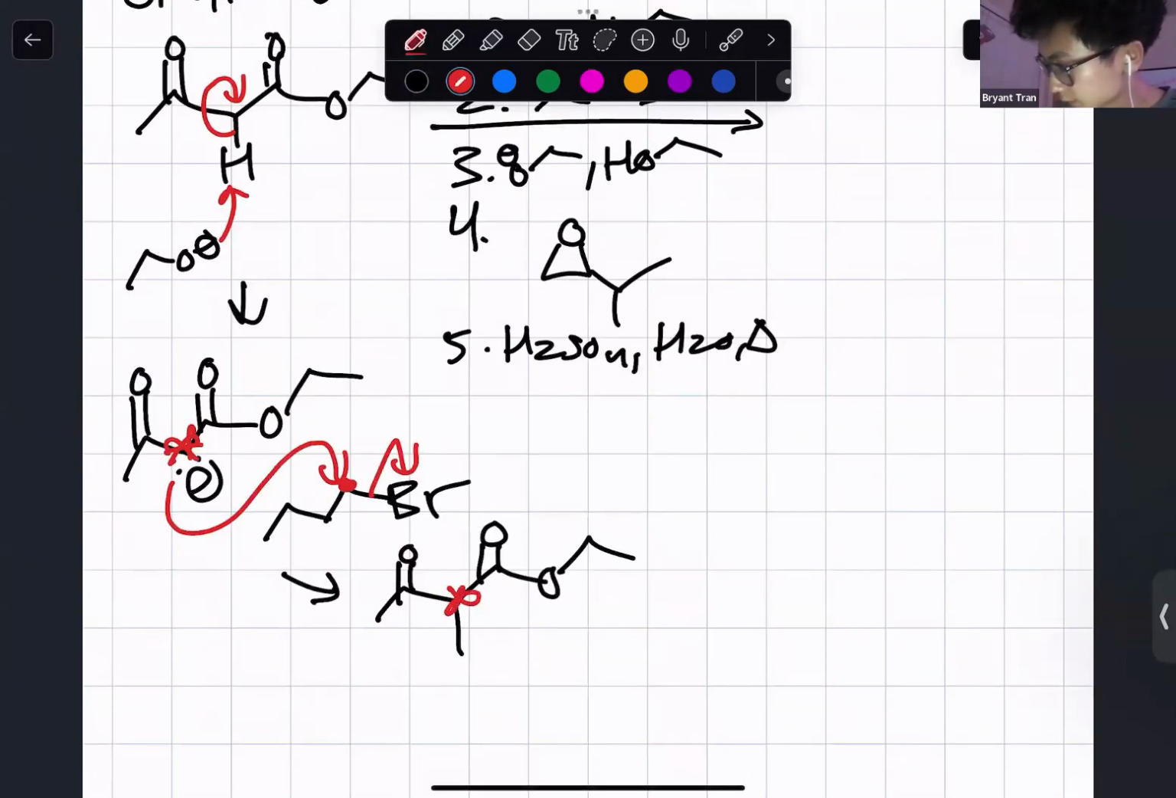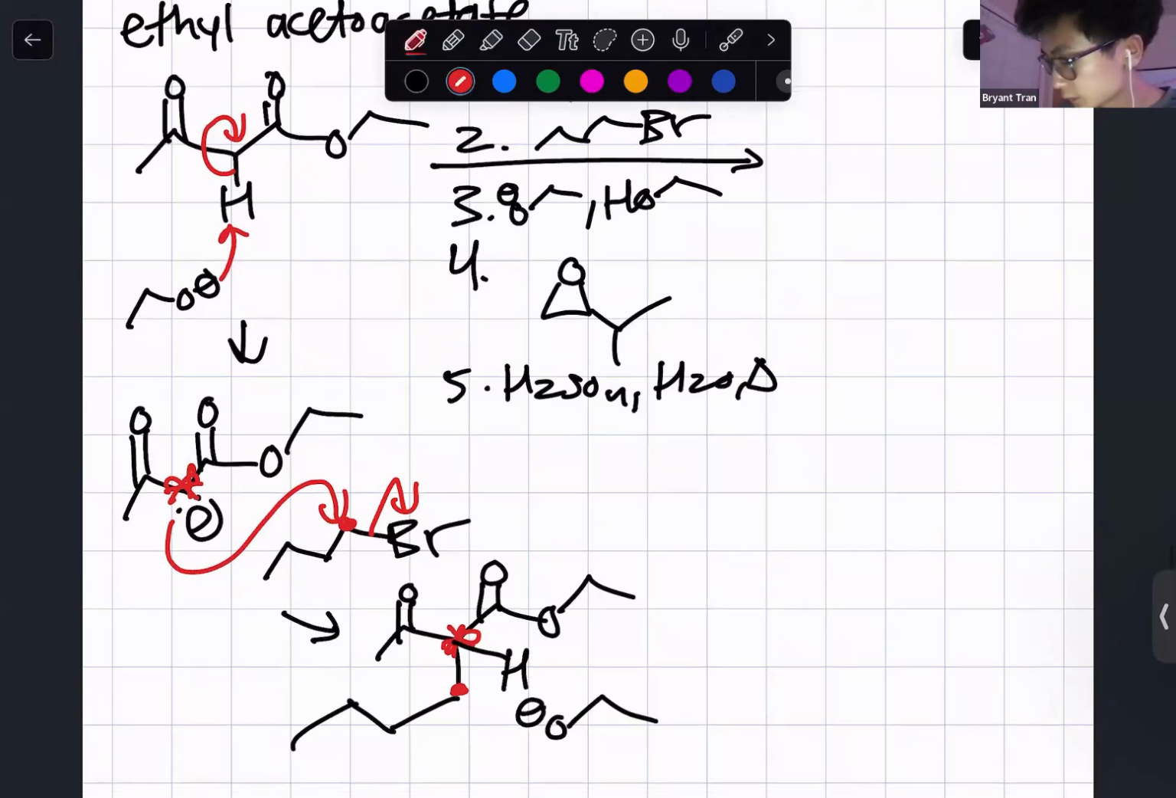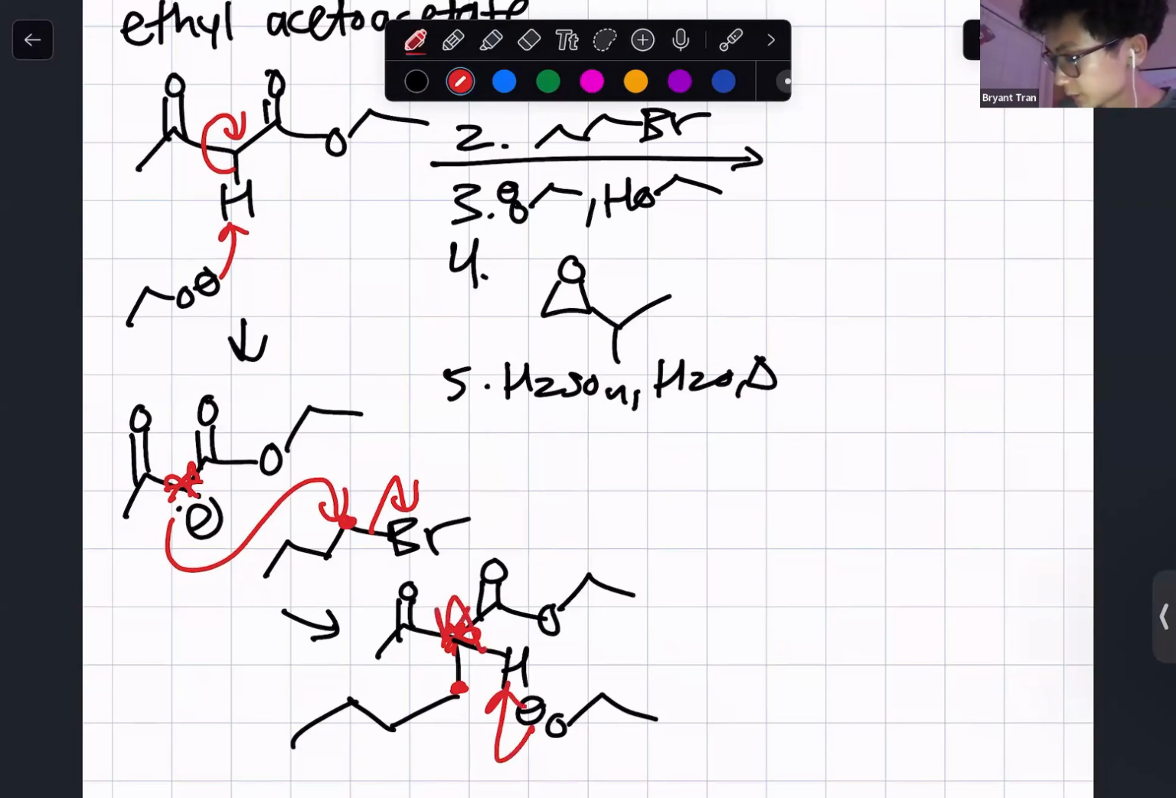This is the star, this is the dot, that's the new bond between the star and dot. The dot is attached to three carbons. The bromine is no longer there, we kick that out. Bring in the third step, which will deprotonate the other alpha hydrogen to create another enolate ion, another starred carbon, another nucleophile.